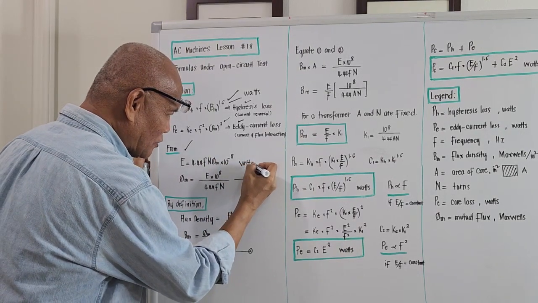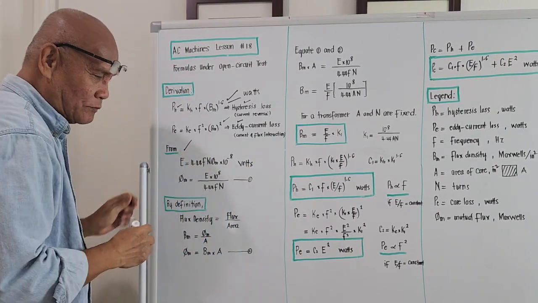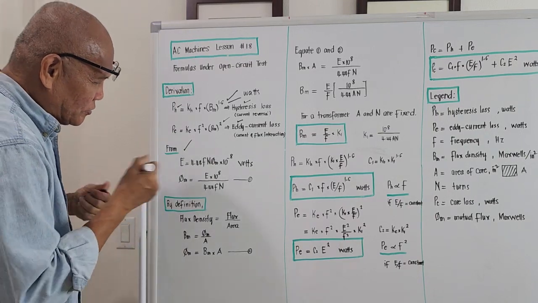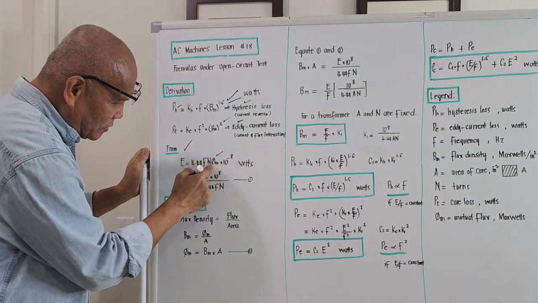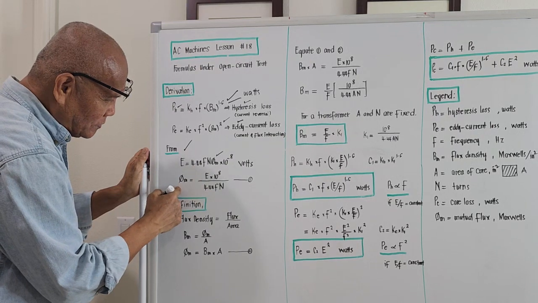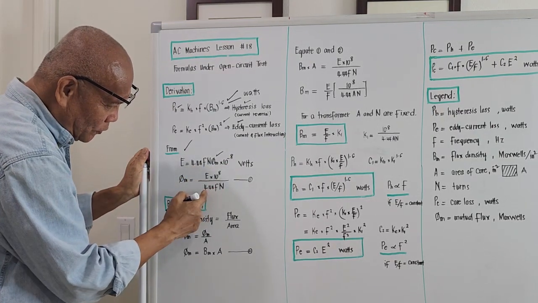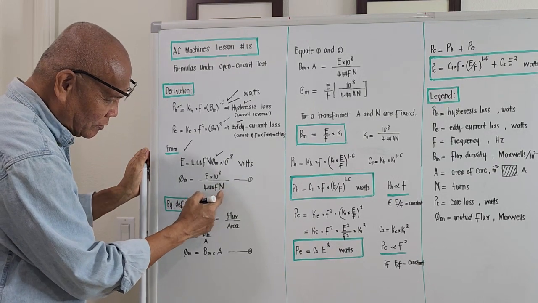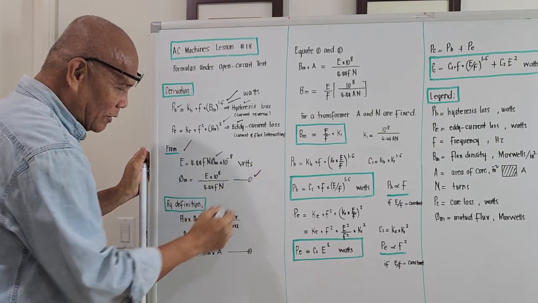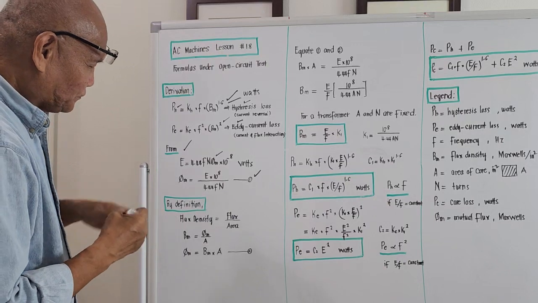Right? We passed by this one. This is induced voltage. Let's try to compute for the mutual flux. So mutual flux will be E times 10 to the 8 over 4.44 times frequency times N. We call this equation number 1. That is just algebra.